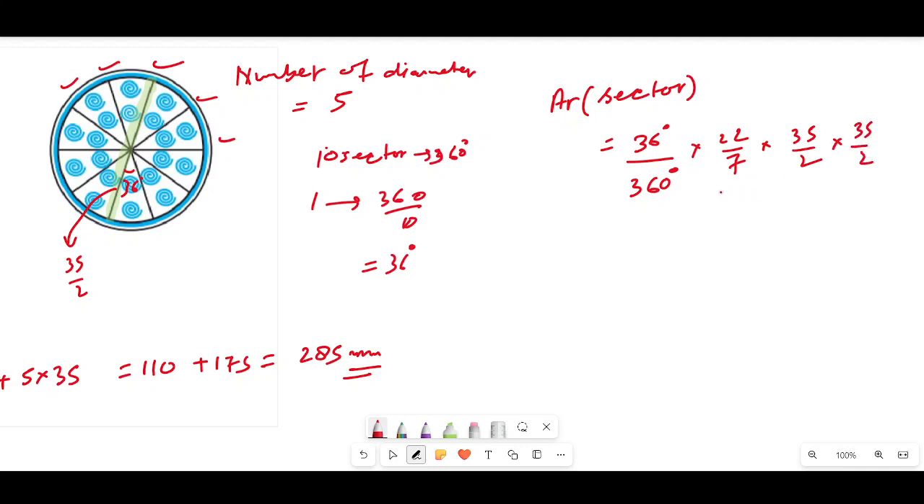Clear? Now this will be 1 by 10 and 7 here, 5 and 2, this is 11, and so 11 into 5 into 35 by 2. Clear?